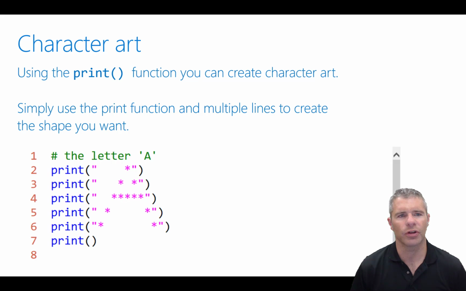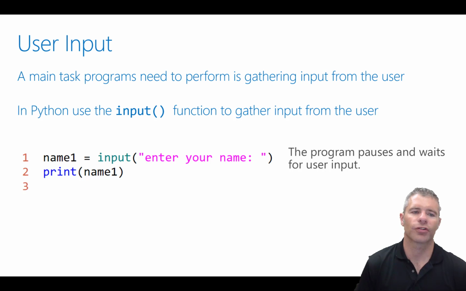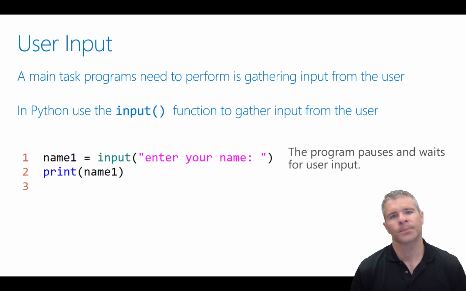One of the fun things you can do with our friend the print function is you can create ASCII art or character art. All right, so it's not a ton of fun, but it is a thing you can do. The print function there will spit out a lovely A.